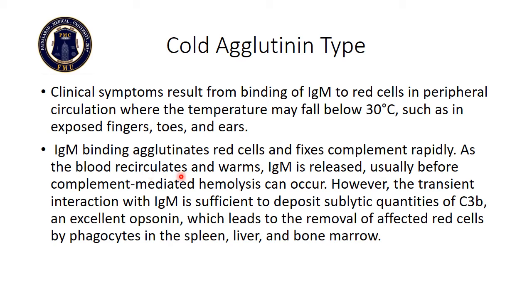As the blood recirculates and warms, IgM antibody is released and complement component C3b remains attached to the surface of the red blood cell. This complement component is an excellent opsonin, which leads to the removal of affected red blood cells by phagocytosis in the spleen, liver and bone marrow.